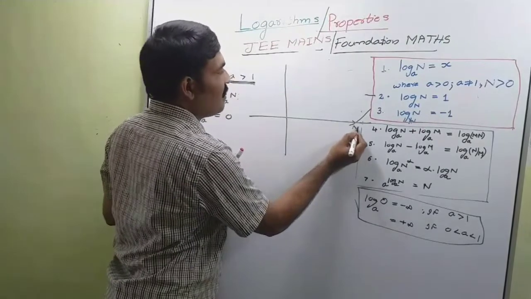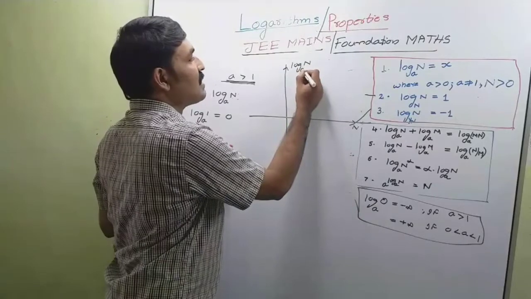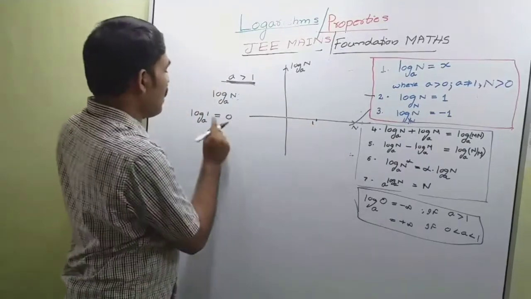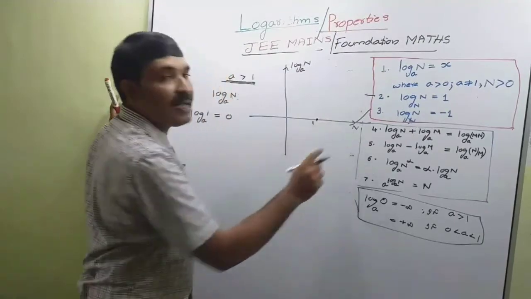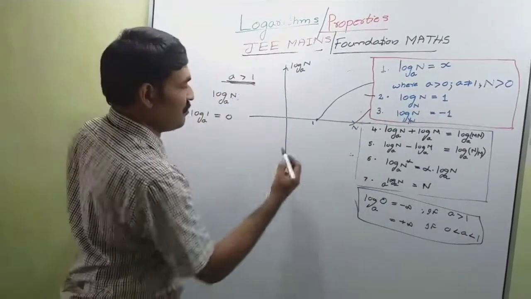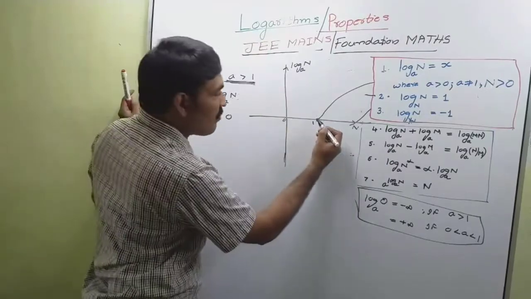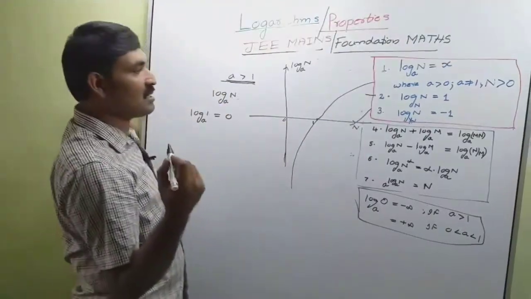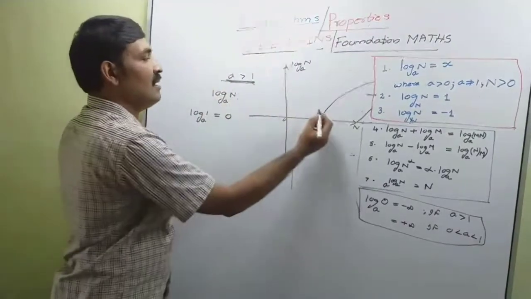This is n, and the y-axis is marked as log n to the base a. When n is equal to 1, the value of log 1 to the base a is 0. This point is marked. If n is greater than 1, the graph is exponentially increasing. And for n lying between 0 and 1, the graph goes on like this. So this is the graph of log n to the base a if a is greater than 1.